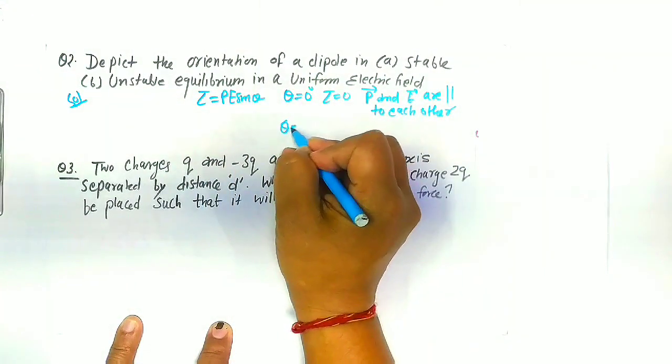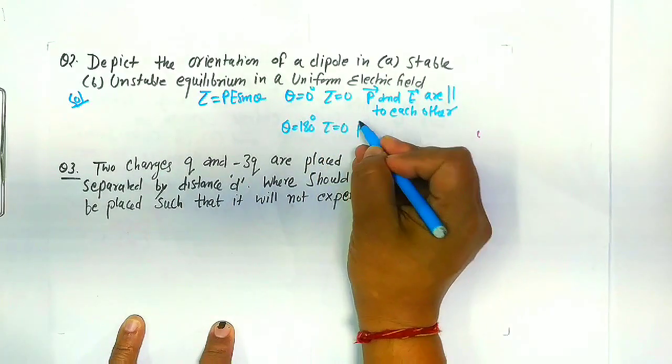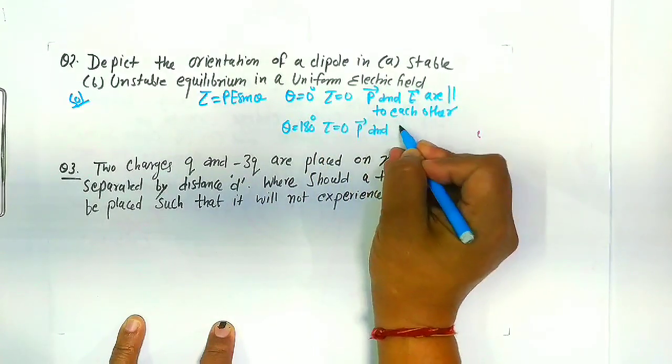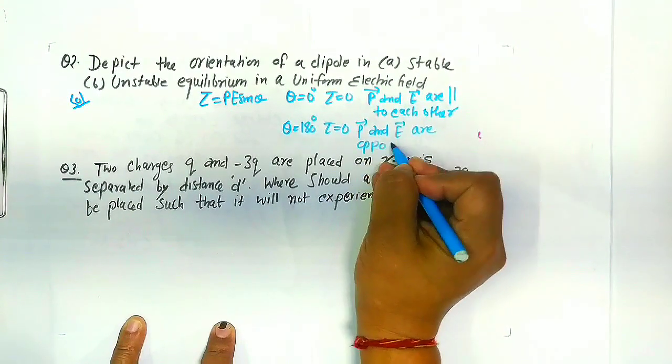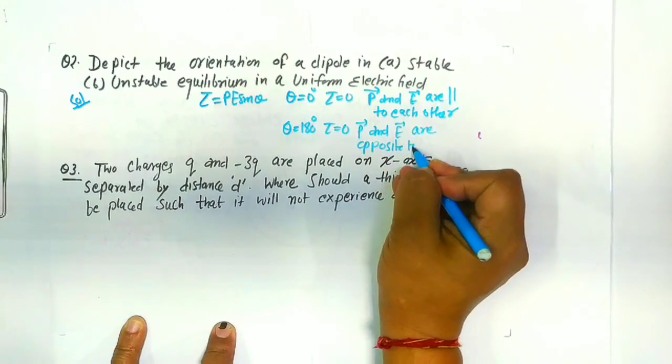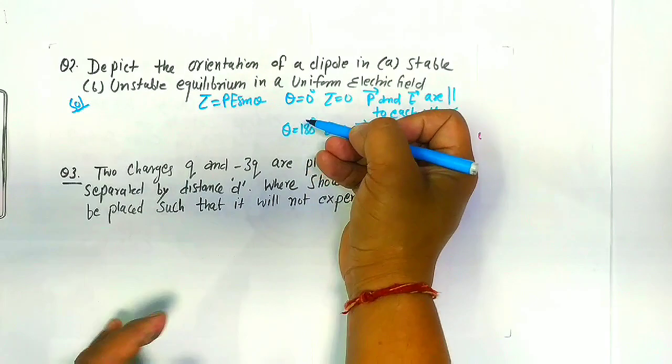But when theta is 180, the torque is again 0, but this time what happens? P and E are opposite to each other. So they are opposite to each other. So one is stable, another is unstable.